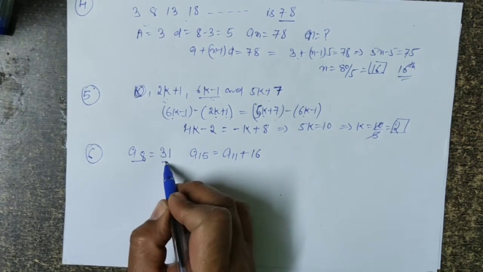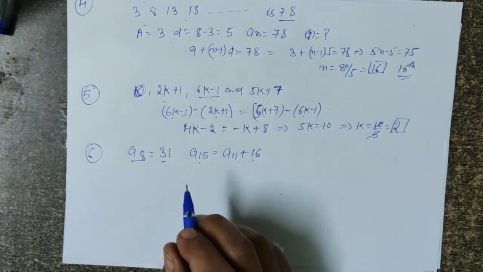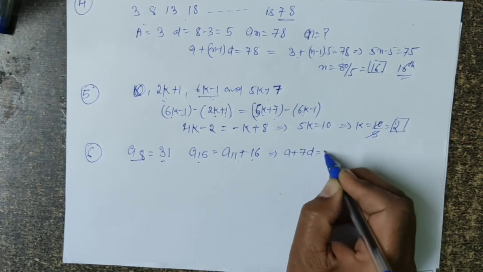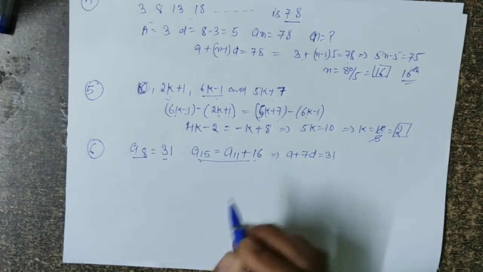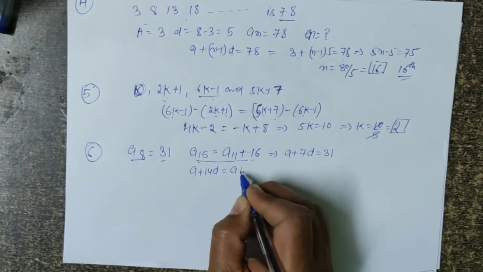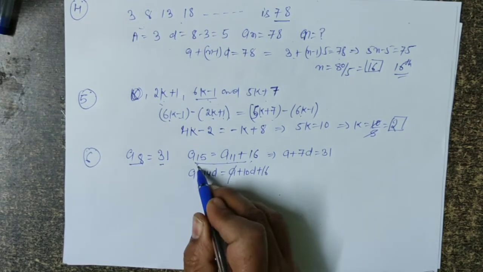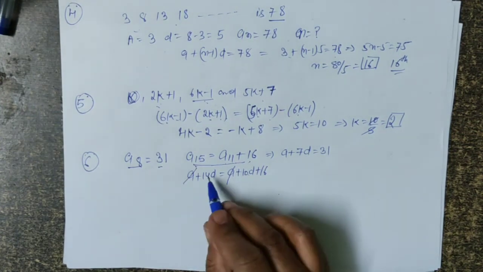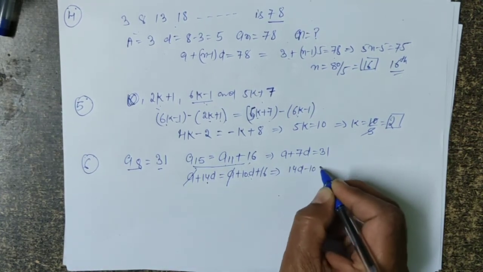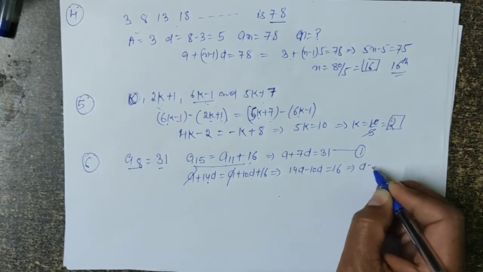The 8th term is 31 and the 15th term is 16 more than the 11th term. Now make it A plus 7D equal to 31, and the second thing A plus 14D equal to A plus 10D plus 16. Now see here, A will be struck off. So 14D minus 10D, say this is 4D, equal to 16. Simply D equal to 4.